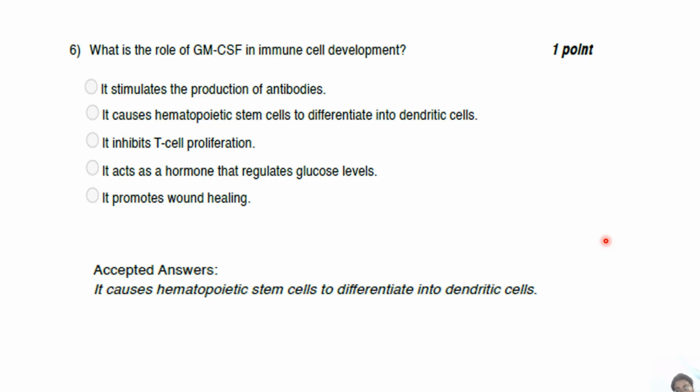Why are the other options not correct? Option A, it stimulates the production of antibody. This is mainly the role of cytokines like interleukin 4, interleukin 6 and interleukin 21, not GM-CSF. Option C is not correct because it inhibits T cell proliferation. GM-CSF is generally pro-inflammatory and stimulatory, not inhibitory. Option D, which regulates glucose levels, is the role of hormones like insulin and glucagon, not cytokines like GM-CSF.